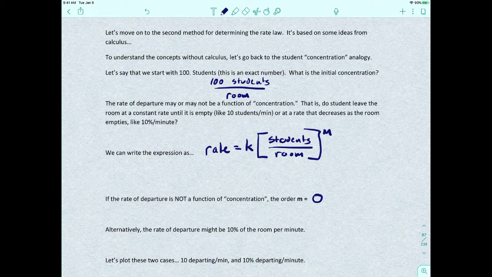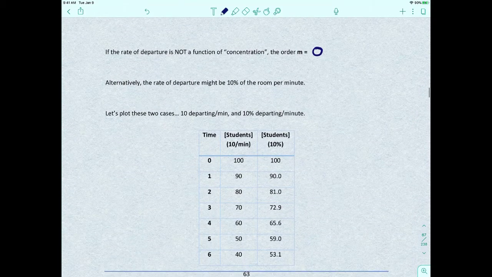Let's say we've got two different plots. We have 100 students, and in the first column we keep the rate constant, so it's constantly 10 people leaving the room. In the second column over here, we're looking at 10% of the students leaving the room. At time t equals 0, the initial time, you still have 100 students in both situations. In 1 minute, for the straight 10 people, you're down 10 people. For the second column, 10% of the students leave.